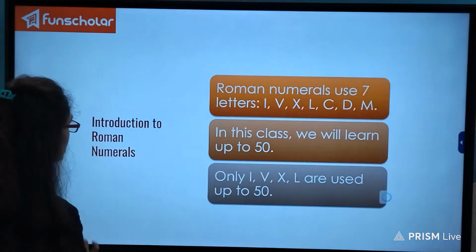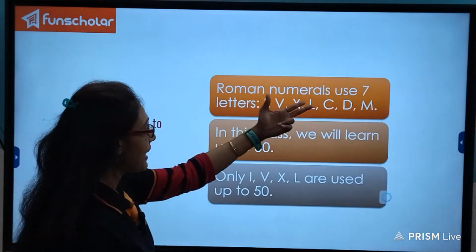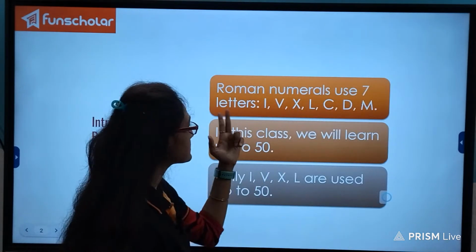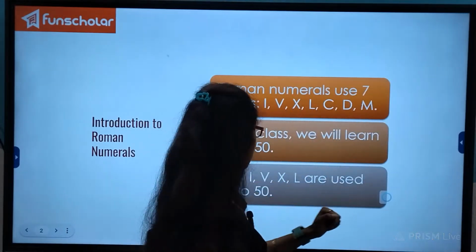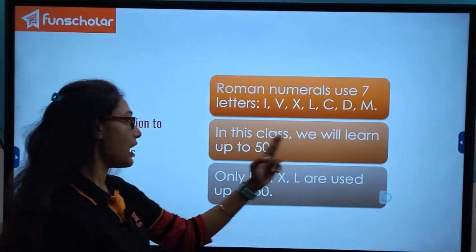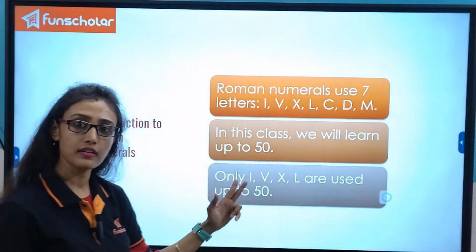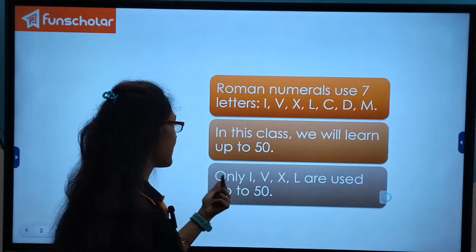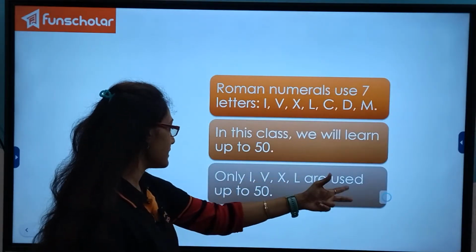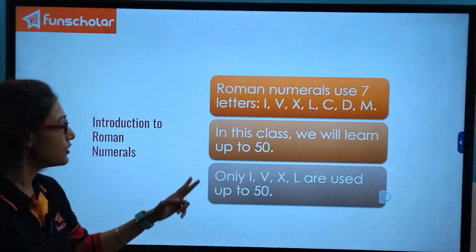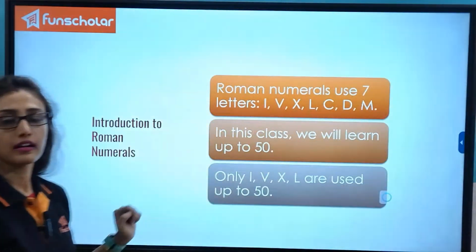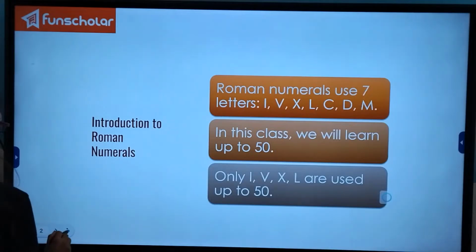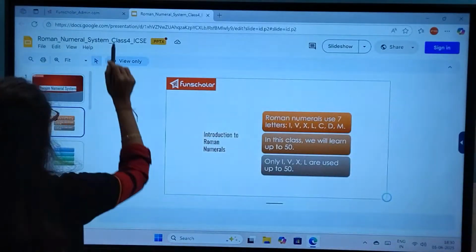So, introduction to number system. I have shown you there are 7 letters, and what are they? I, V, X, L, C, D, M. In this class, we will learn up to 50 because in your syllabus up to 50 is there, and only I, V, X, L are used up to 50. Okay, we do not need to know about C, D and M in this class. Okay, now let's go back to the video.